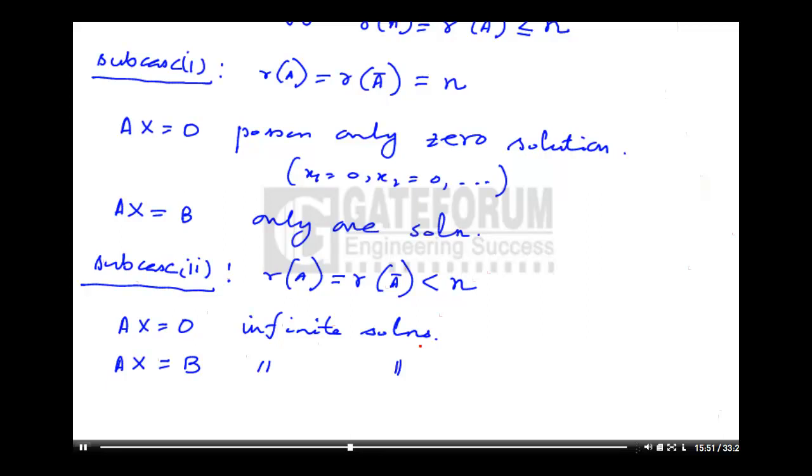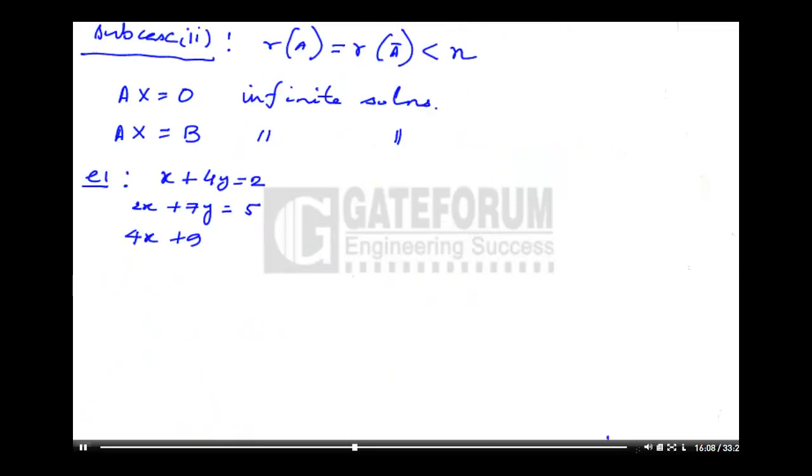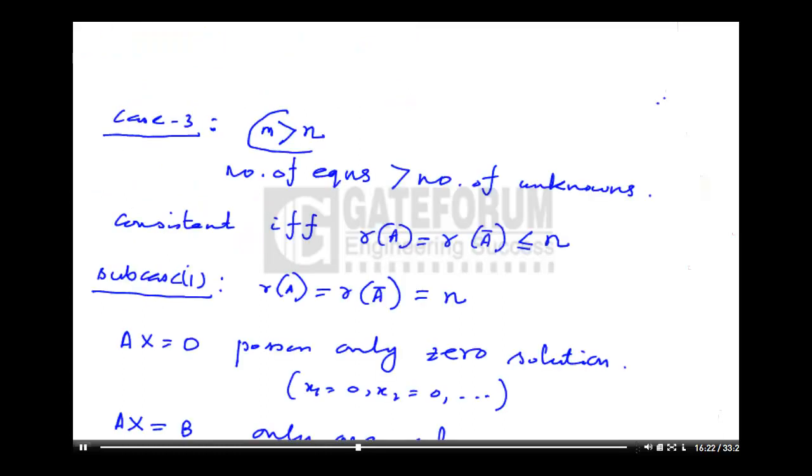Consider an example. Solve x plus 4y equal to 2, 2x plus 7y equal to 5 and 4x plus 9y equal to 15. See, here m, that is number of equations, is equal to 3, and n, the number of unknowns, is equal to 2. Hence, in this case, the case where m is greater than n is applicable.